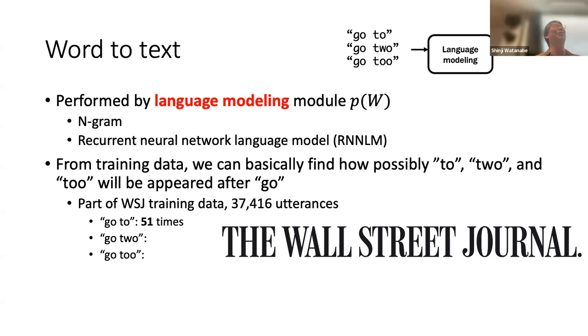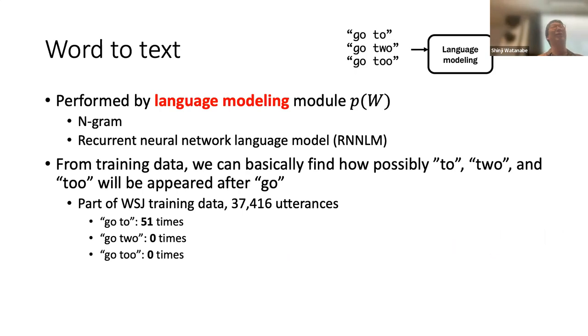Do you guess how many times it appeared? Actually, it's zero. Yeah, it doesn't appear. So it's very natural, right? Because this is a common phrase. So this means that nowadays again it's neural, but more intuitively people used to use count-based models. But anyway, the language modeling tries to provide the most likely word sequence given these three patterns. So acoustic modeling and lexicon provide totally three candidates. And then if using a language model, we can select go to, right? This is very natural.